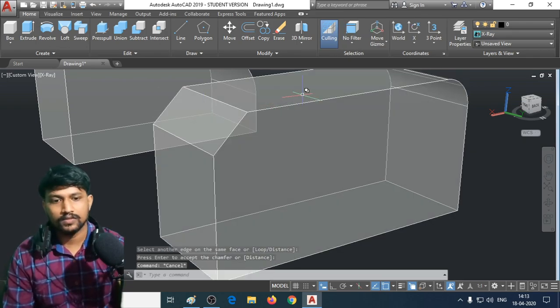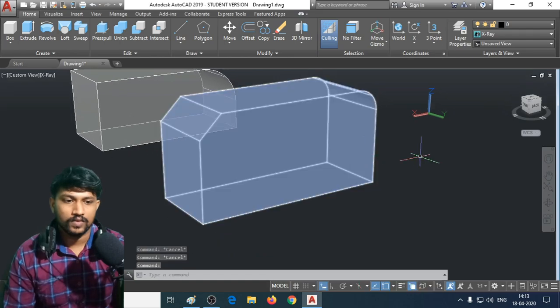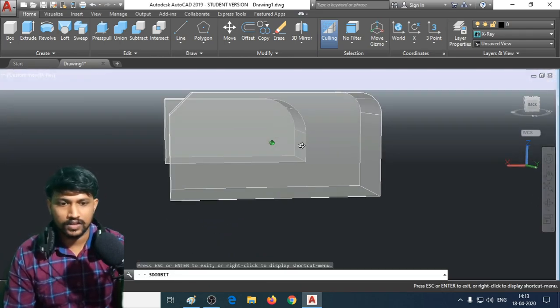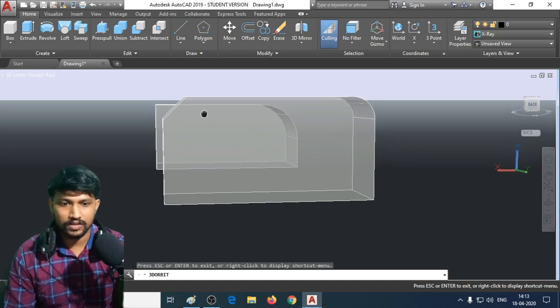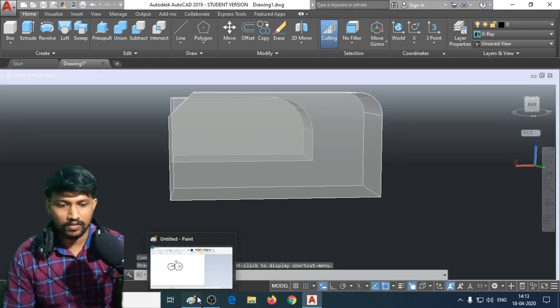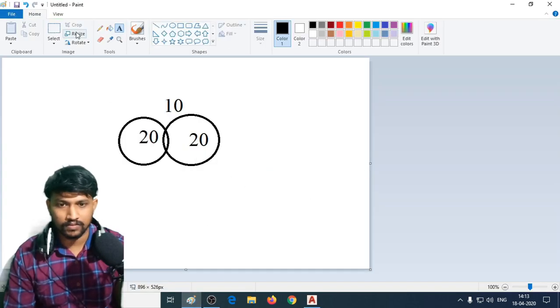Just center twice. Okay, hope you guys can see the difference. This one is of very sharp distance. It is going to cut that particular dimension. I'm going to explain this one now.